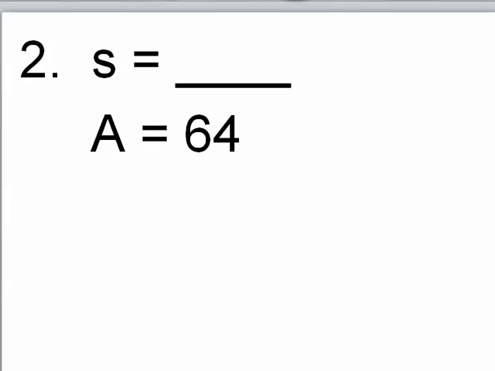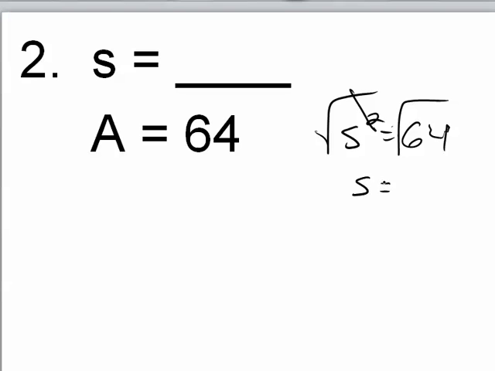Working backwards, if I know that S squared is 64, then to find the length of a side, I'm going to do the square root of both sides because a square and a square root are opposites. I don't really need to consider the plus and minus on the square root because I can't have a negative length. So we're just going to take our positive or principal root, and so our answer is 8.